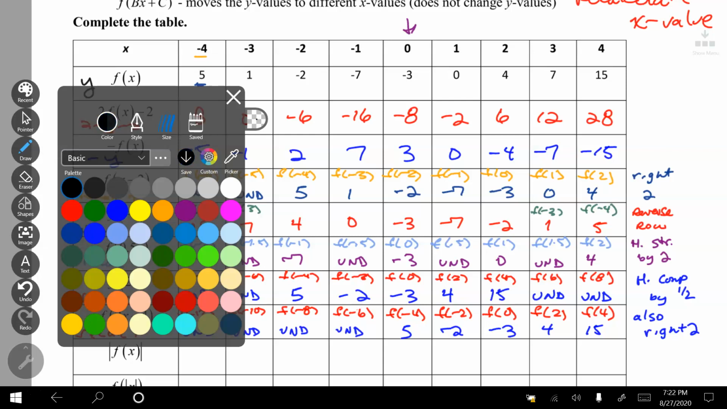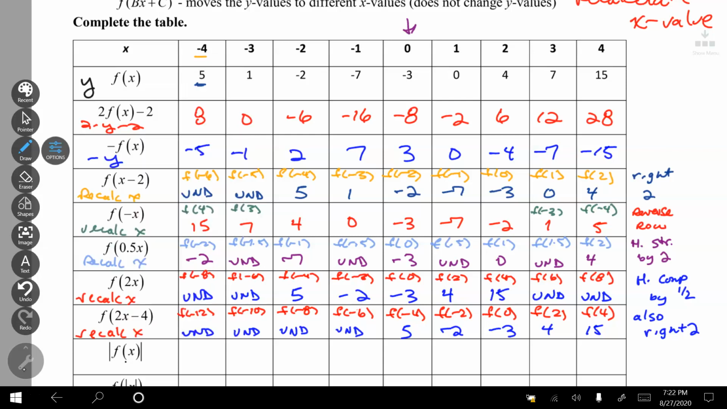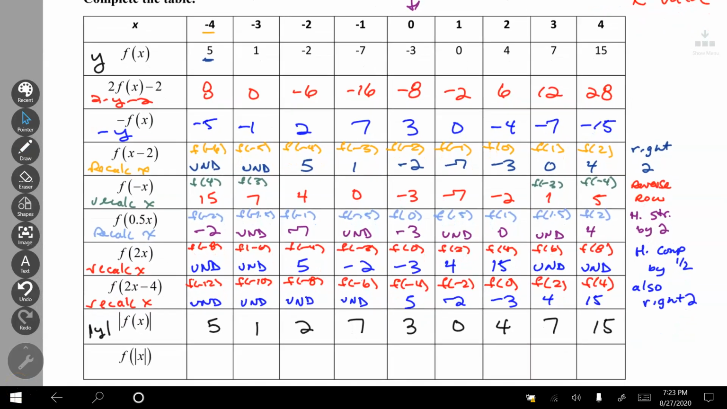Finally, an easy row. So happy. Absolute value of f of x, absolute value of the y values. See this y row? Just make everything positive. Thank goodness, that was an easy row. And then finally, I'll move this up a little bit.